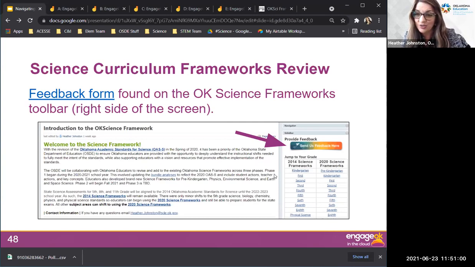But if you find issues like that, there is a feedback form on the frameworks page where you can identify the location of the issue and give me some more description to help find that, and we can go in and make that change.